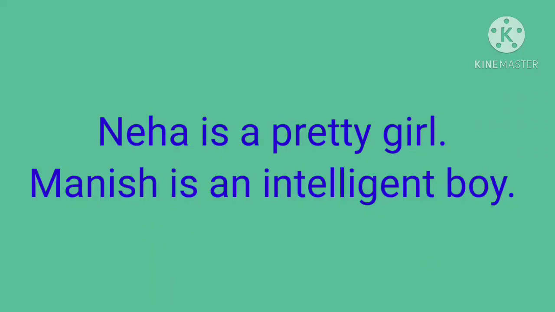In the second sentence, boy is a noun. And the word which we have added to boy to describe boy is intelligent. So intelligent is the adjective here. So an adjective is a word that adds something to the meaning of a noun.